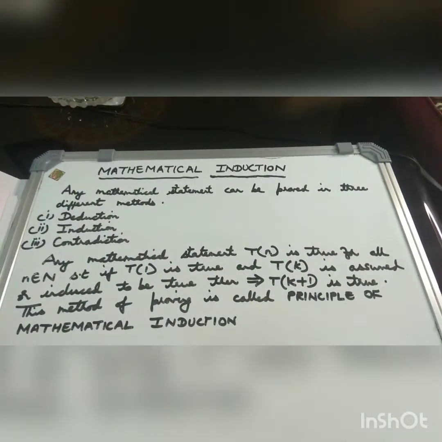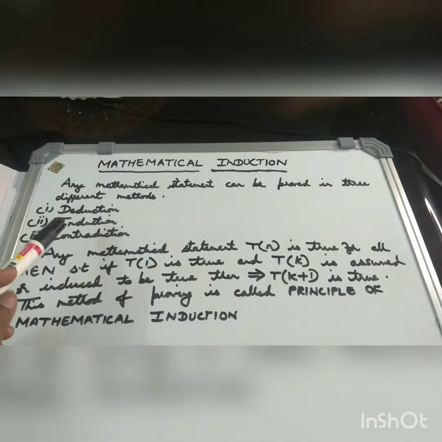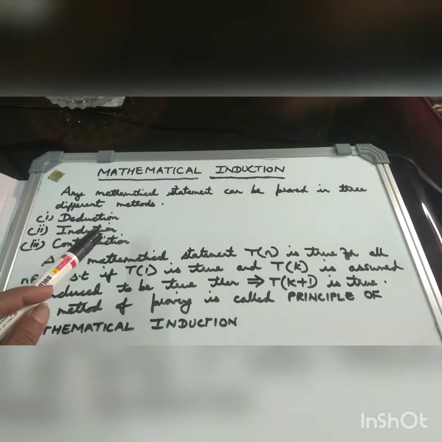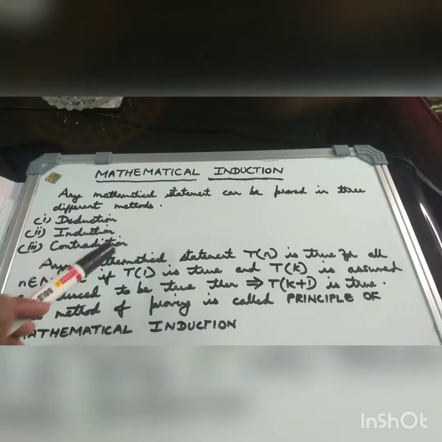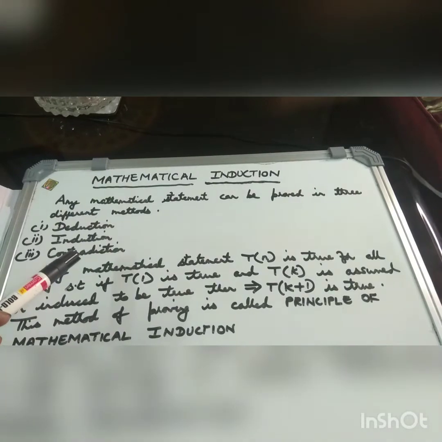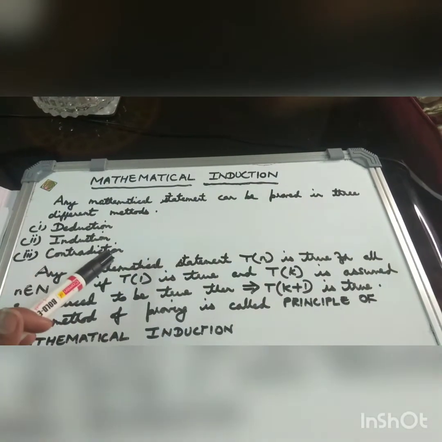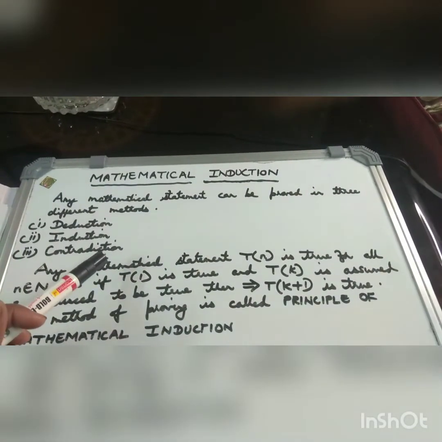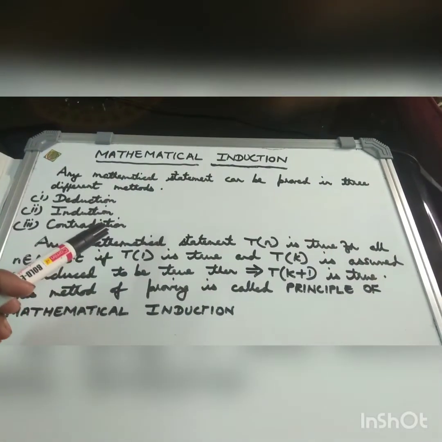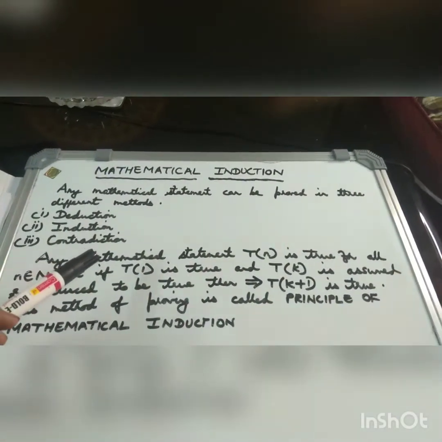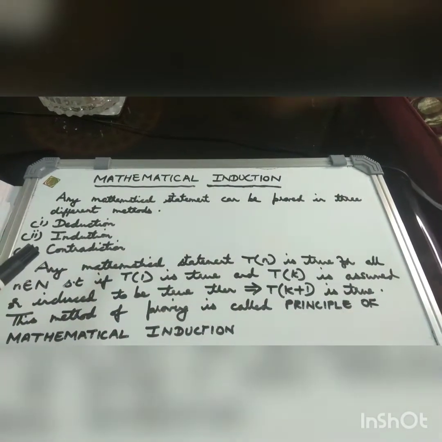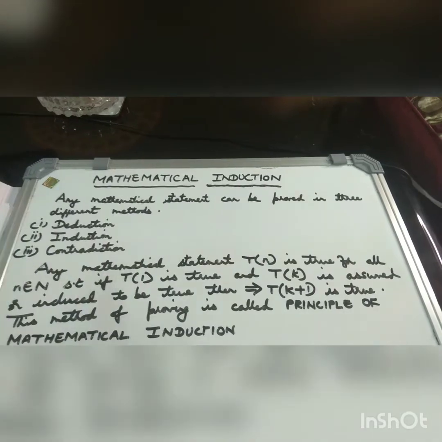Now, the second method is induction. In induction, you induce a statement to prove the required statement. And the third one is contradiction. You assume a statement, but you reach a false conclusion or contradictory statement. Therefore, you say that our assumption is not true. Therefore, the statement is true by the contradiction method.